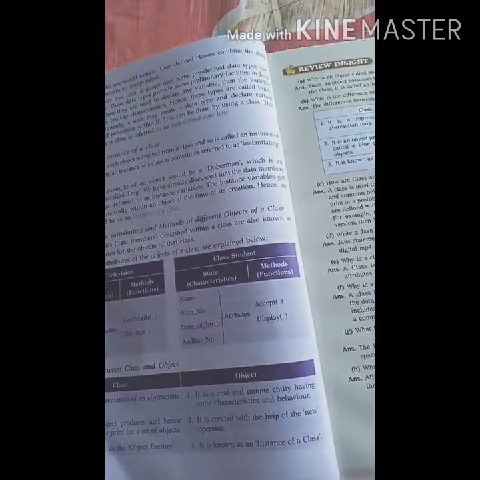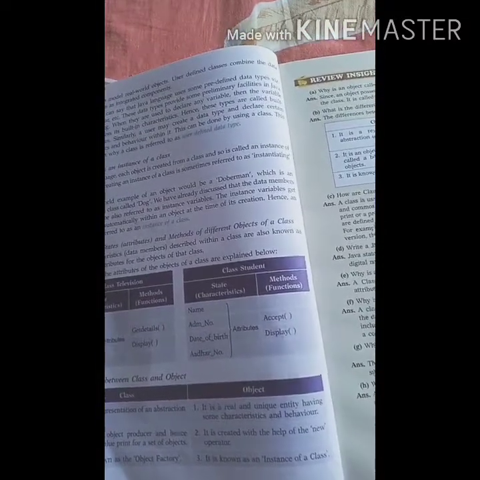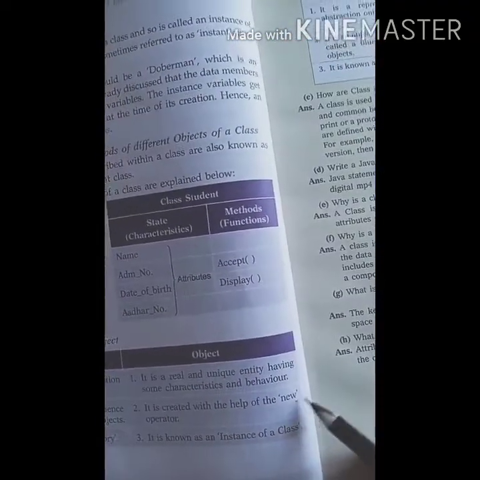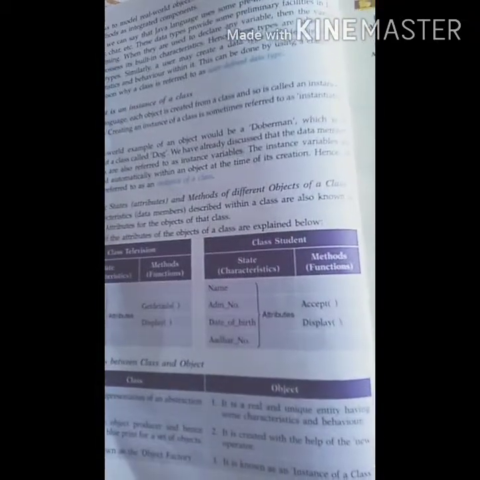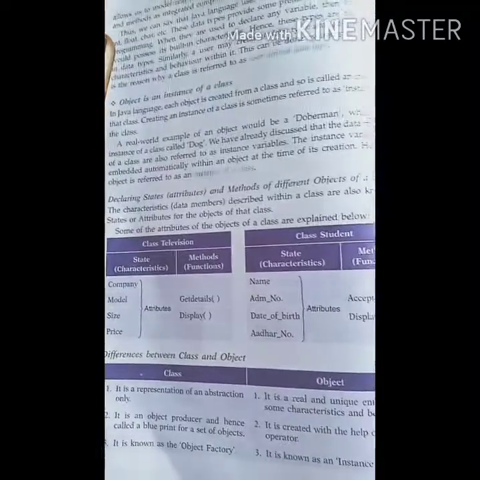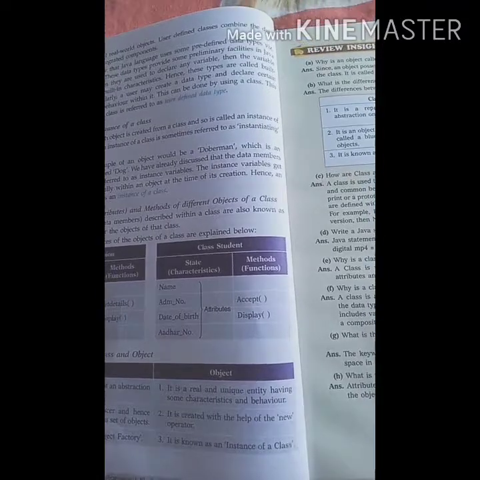An object is created with the help of the new operator. We create an object with the help of the new operator, which I told you about in the previous pages. A class is also known as an object factory. Many objects are involved in creating a class, and an object is known as an instance of a class, a variable of a class.